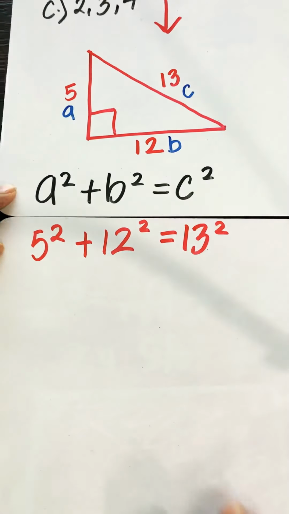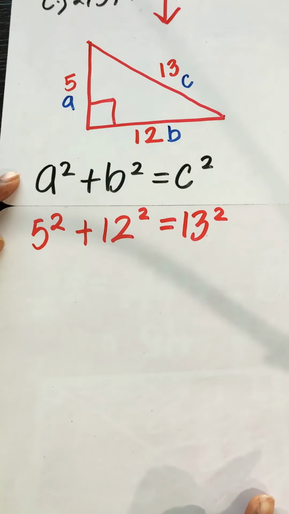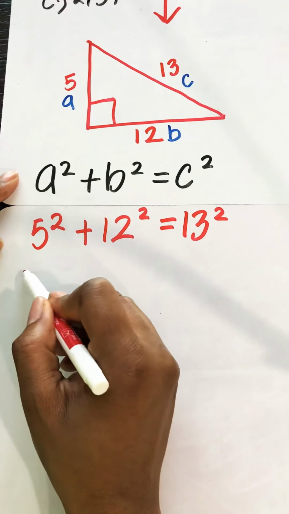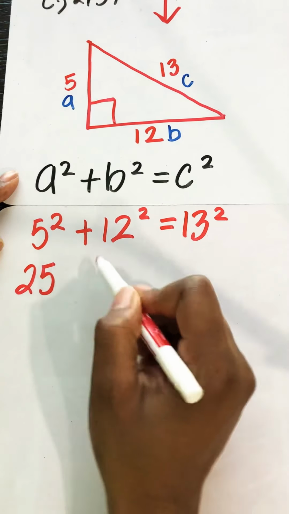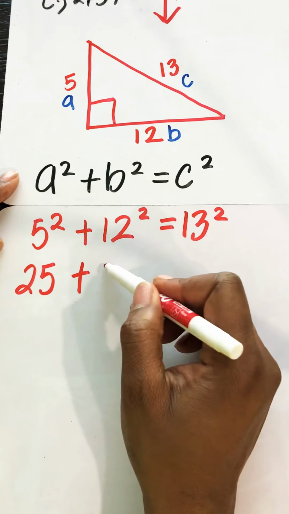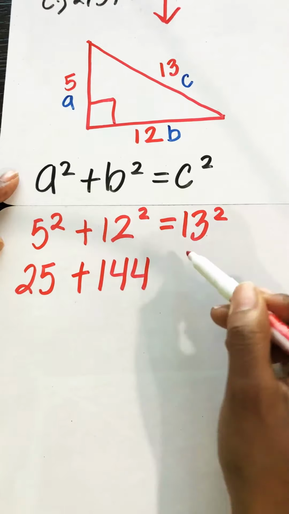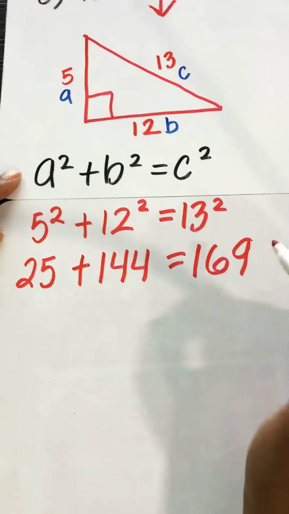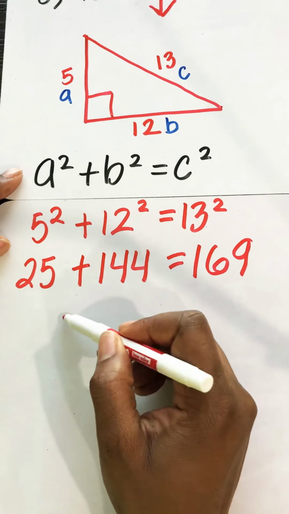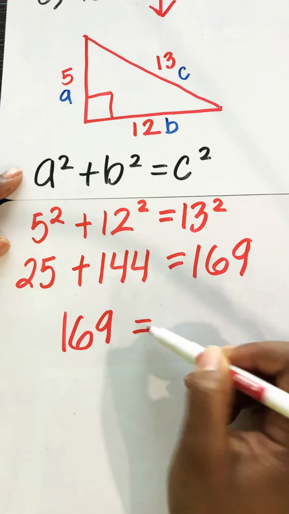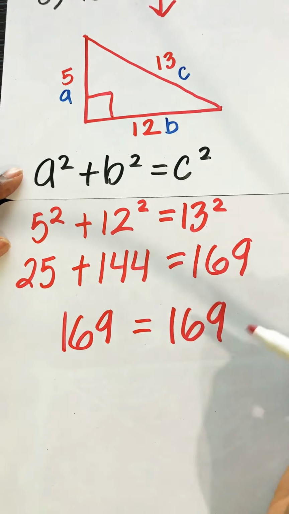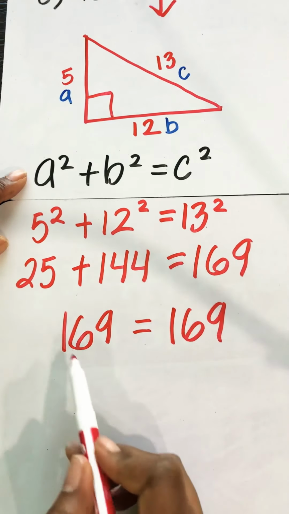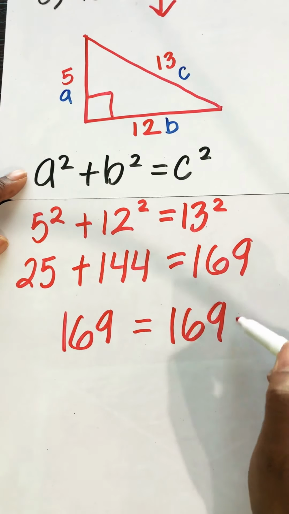Now we want to check to see if it's true. Okay, and what I mean by true is whether they're equal to each other. So 5 squared is 25, 5 times 5. 12 times 12 is 144. 13 times 13 is 169. And then we want to add these two together. This would give us 169. Okay, so now we have completed the equation. And as you can see, we have a true statement here because 169 equals 169.